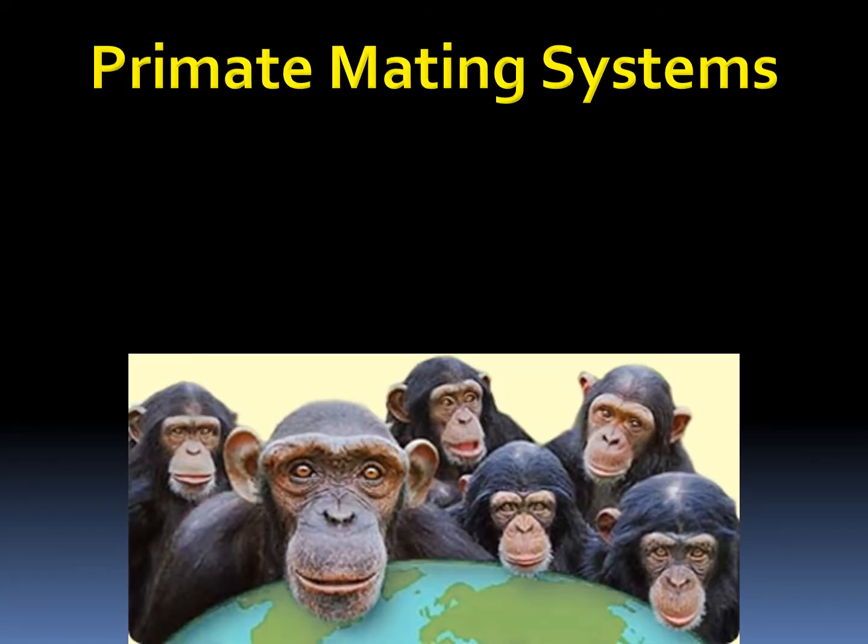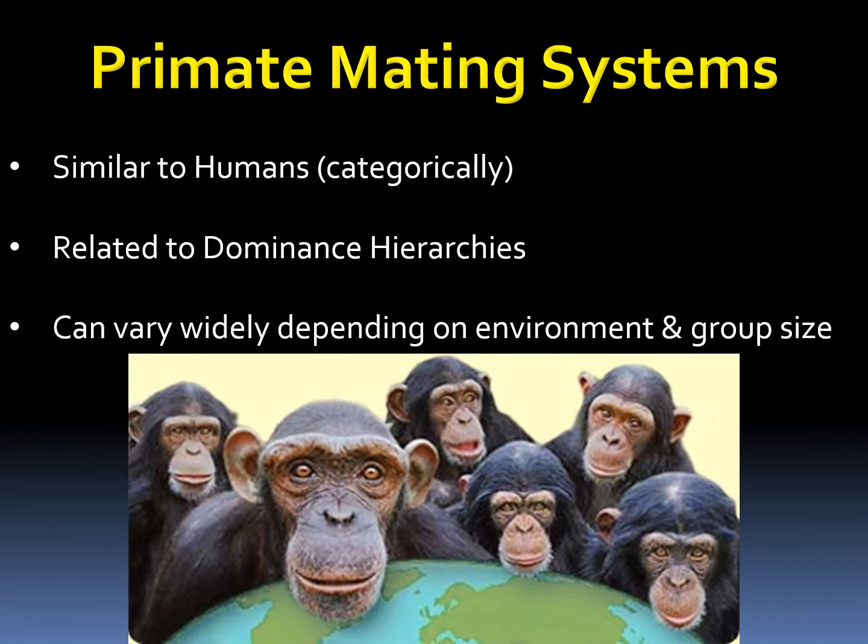So let's take a quick look at primate mating systems. They are similar to humans categorically. Of course, they are related to dominance hierarchies, because many things in primate societies are related to dominance hierarchies, and can vary widely depending on the environment and the group size of the primate species.